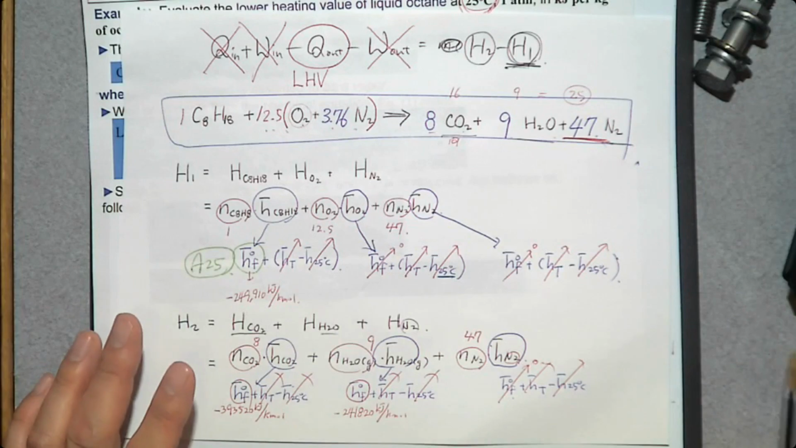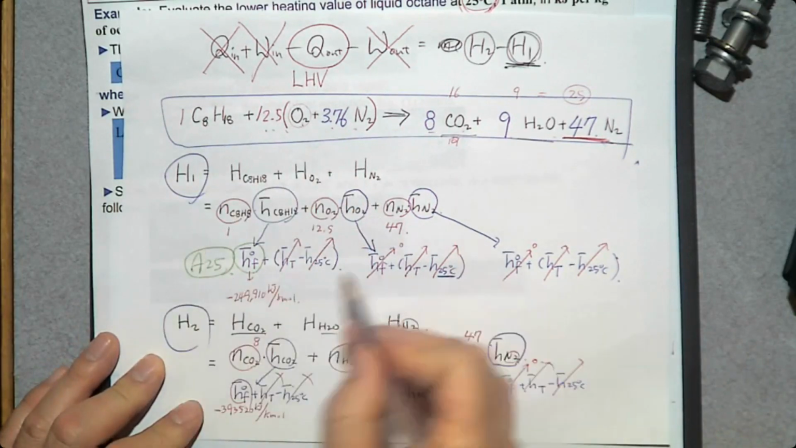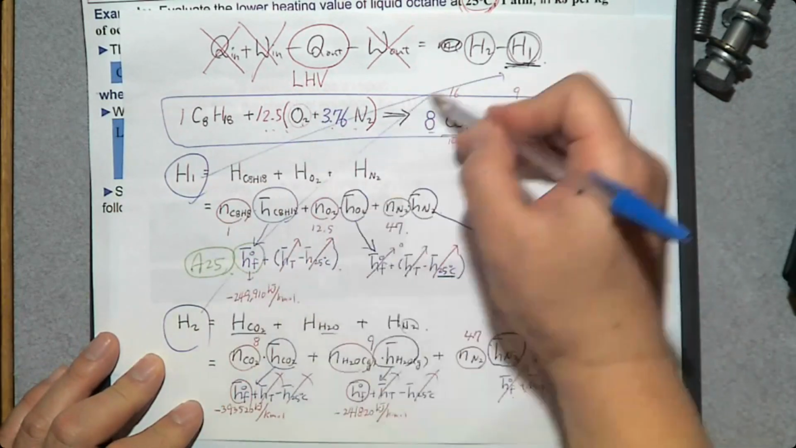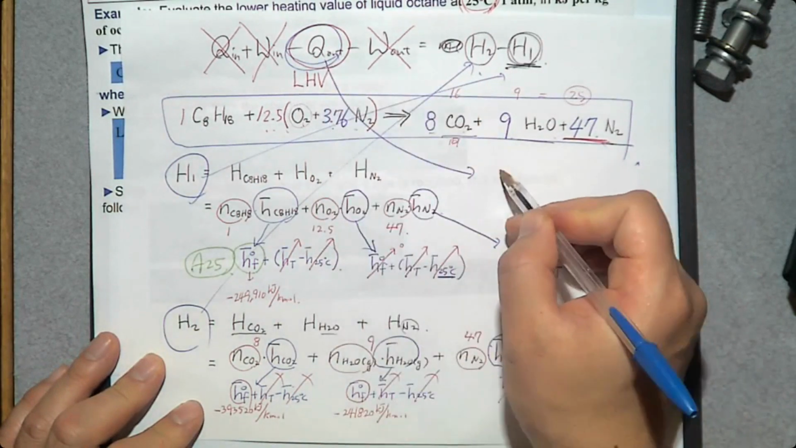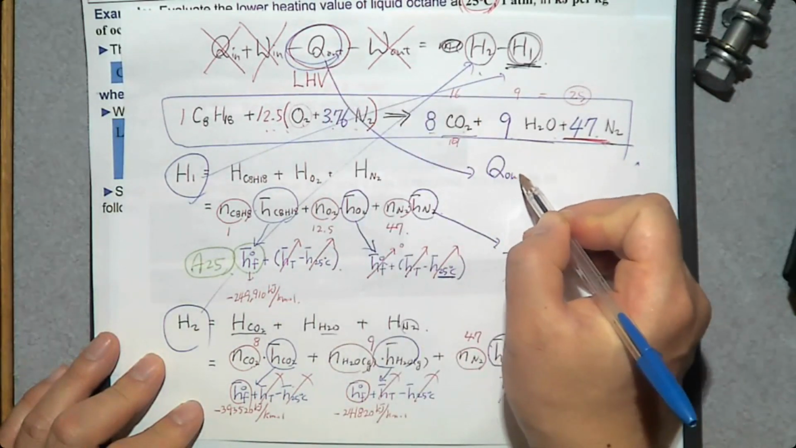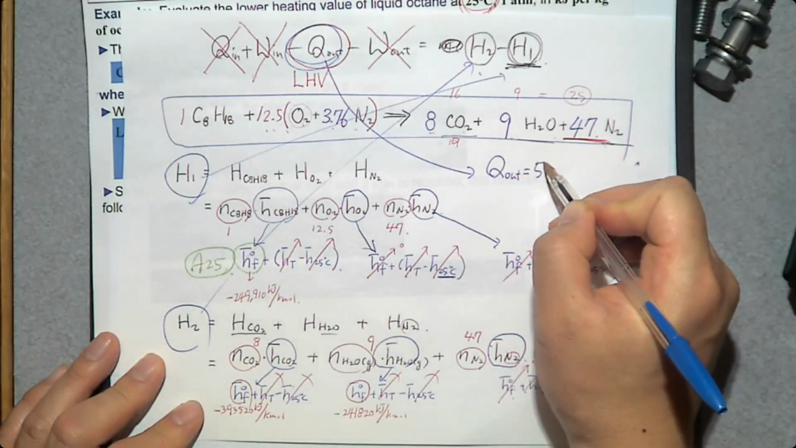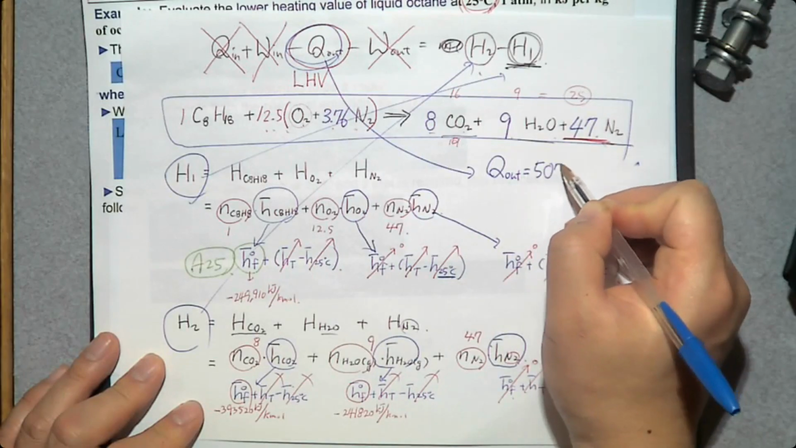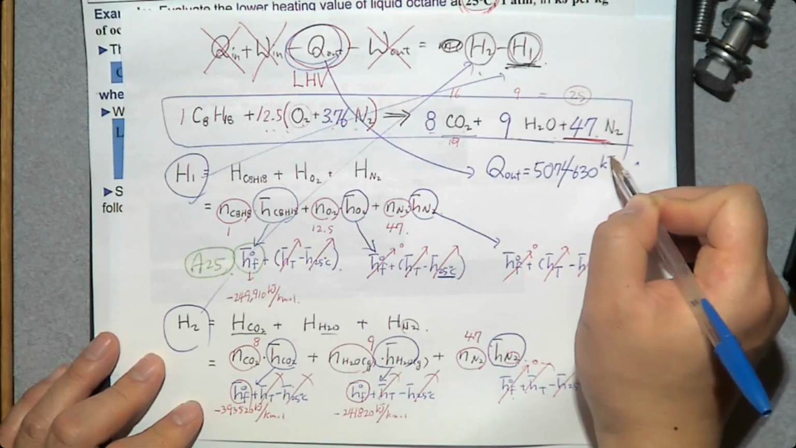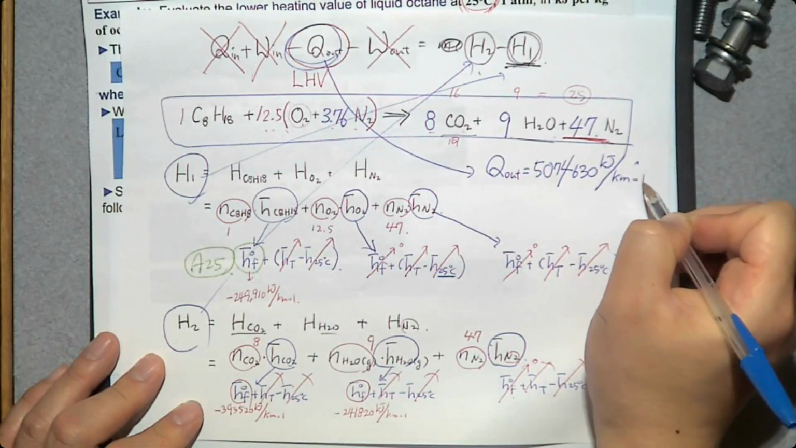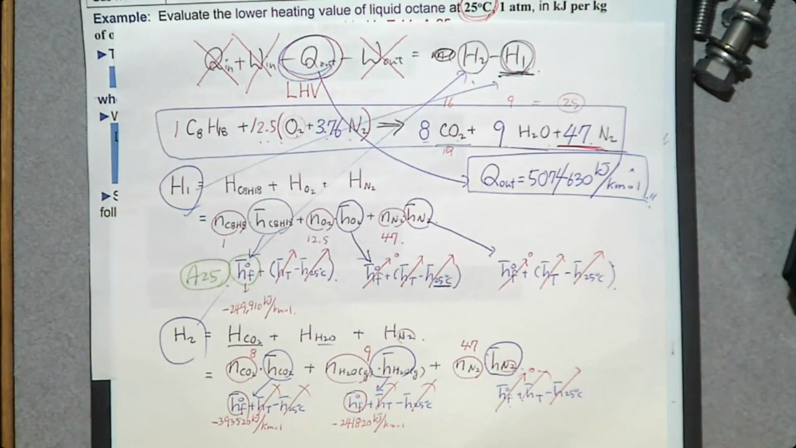Once you determine these two, we have everything, right? If you substitute everything back into this equation, you can determine Q dot out. So let me show you. Q out is going to be 5,074,630 kilojoule per kilomole. So that's how you determine the rate of heat transfer.